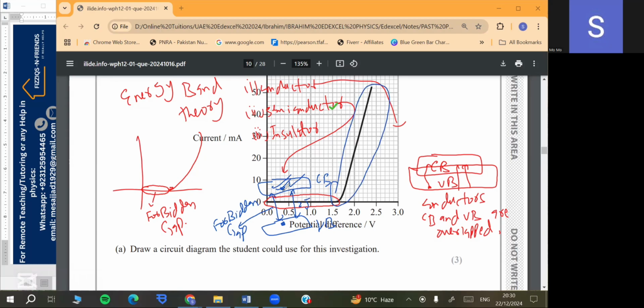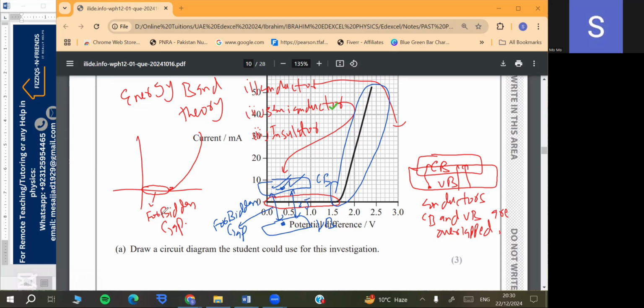Okay, before that there was no current because the conduction band was empty, because no electron was moving from valence band to the conduction band, and energy band theory says the electron must be in the conduction band to conduct the electricity. Okay, since the supplied energy was not enough for the electrons to jump from the valence band to the conduction band, therefore there was no flow of the electricity. Therefore, we see no current in this gap, and this gap refers to forbidden gap.